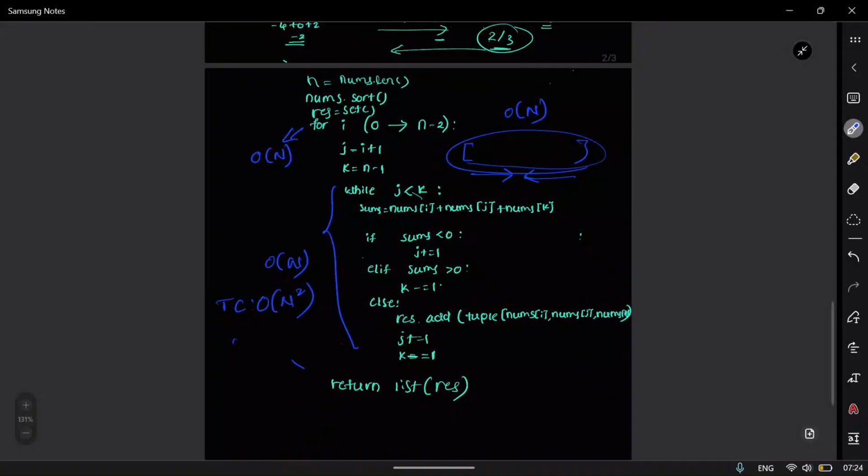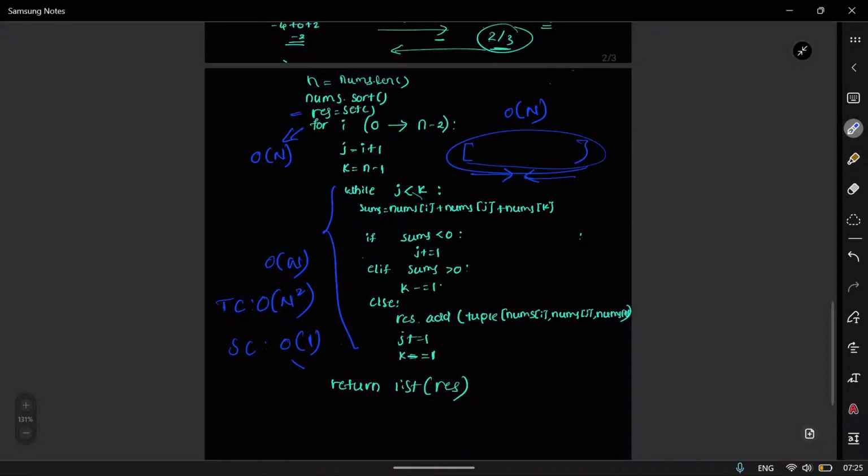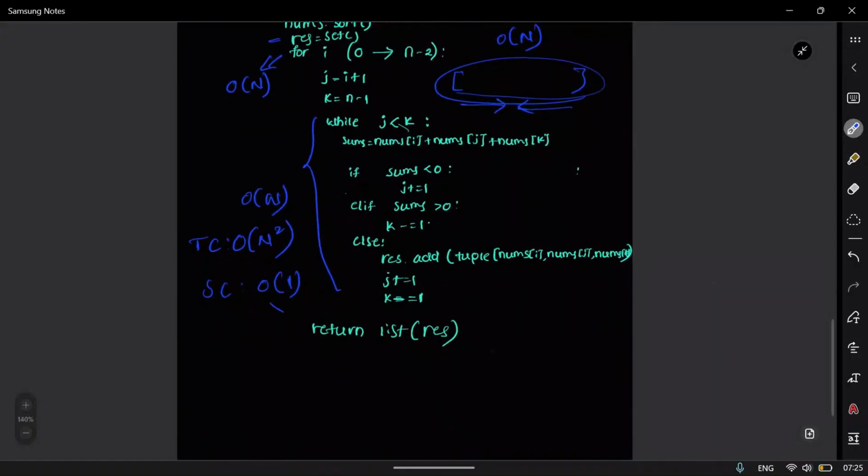And the space complexity is still constant, but it depends upon the sorting algorithm that you are using. We are not using any external data structure, except the result, to return it at the end. And this is the better solution, but there exist many other solutions which work without sorting also. You can visit the link that I am dropping in the description, where there is a separate Wikipedia page for 3Sum where you can see various solutions to it.